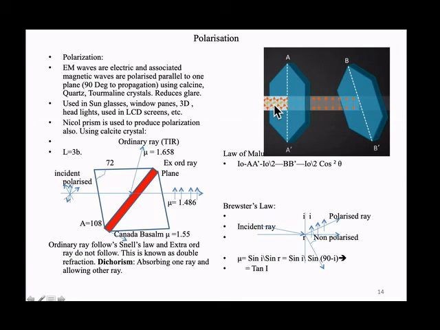The light here is blurred and the light here is very clear. Examples: sunglasses, window panes, 3D pictures, headlights, the LCD screen.